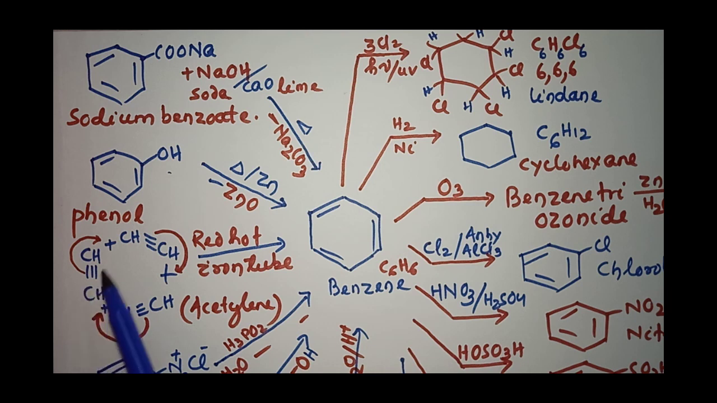Similarly, when 3 molecules of acetylene are passed through a red hot iron tube at 600 degrees centigrade, benzene is produced. There are 6 carbon atoms and 3 triple bonds. Each triple bond becomes a double bond, and between these carbon atoms single bonds are produced. You see, this triple bond becomes a double bond, and between this carbon and this carbon a single bond is produced. So benzene is produced. This is cyclic polymerization.